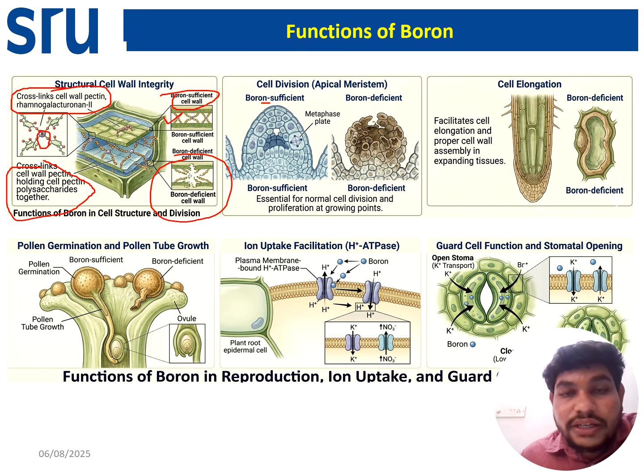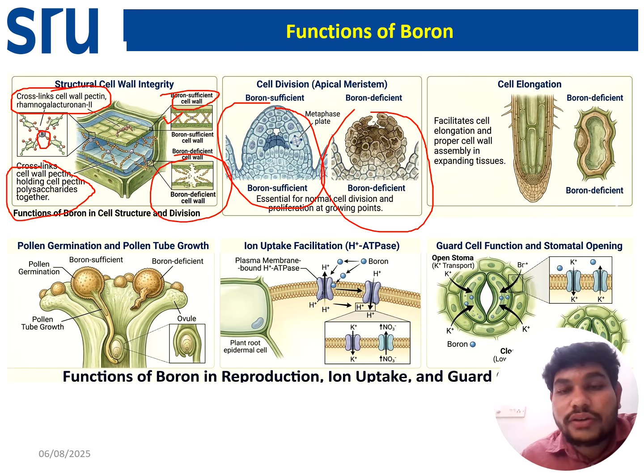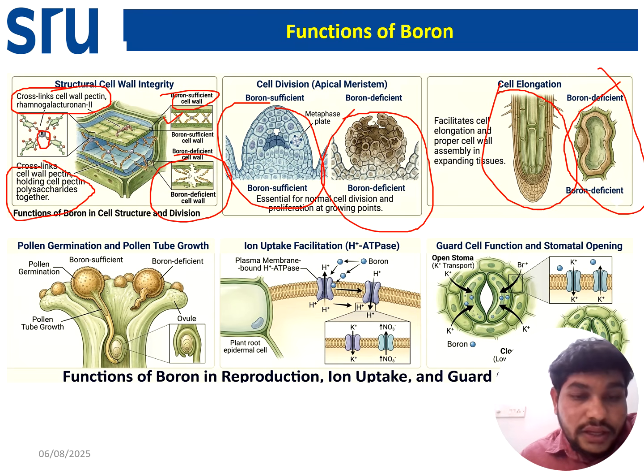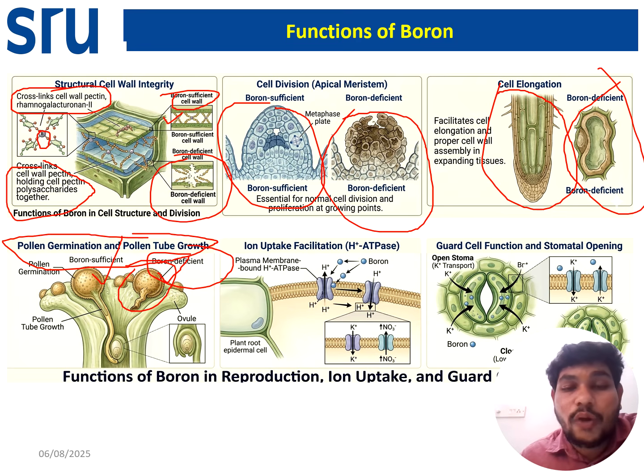Here, where boron is sufficient, the cell division is good. Here the cell division is not proper, so we can see stunted growth. Cell elongation is the same: with sufficient boron, cell elongation is more; with deficient boron, cell elongation is less. If you see here, pollen germination is good in the boron sufficient plant, and pollen germination is reduced in the boron deficient plant, because pollen tube formation will not occur properly in a boron deficient plant.